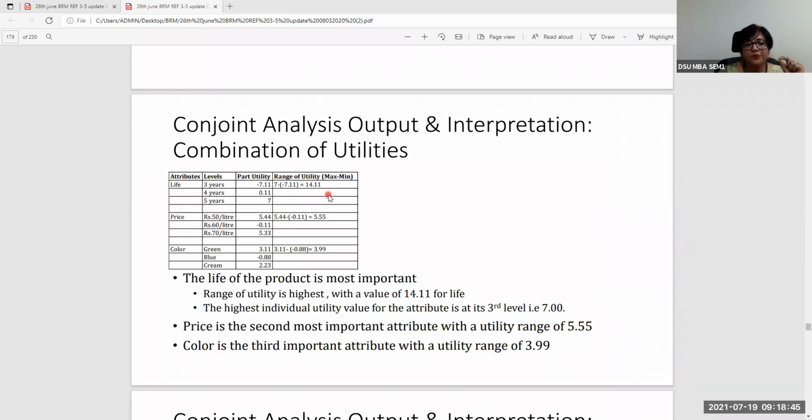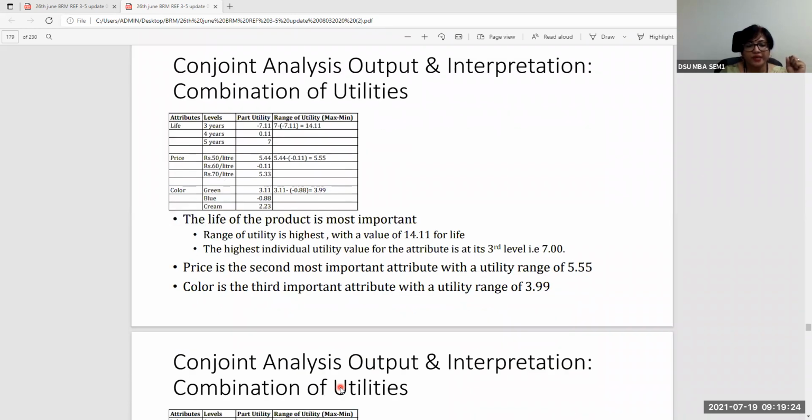The second attribute which is important for the customer is price. So along with the features, along with the benefits, the second most important thing for the customer is going to be price. And the third could be the color. How did we find out? We found out that the range of the utility in descending order is life first, second is price, and third is color. So the life of the product is most important. The explanations are given in these slides so that you can refer back. Price is the second most important attribute with a utility range of 5.55, and color is the third most important attribute with a utility range of 3.99.